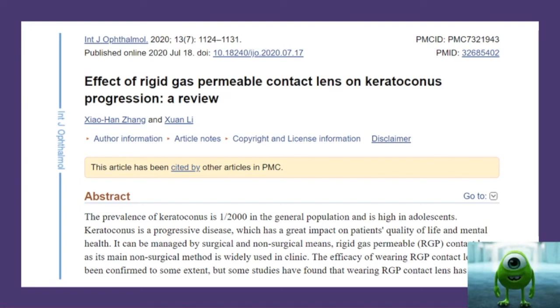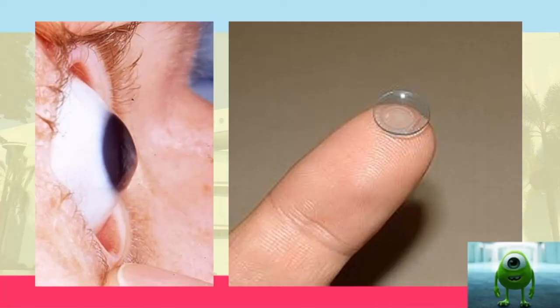Okay, so this is actually a study that would show the effect of rigid gas-permeable contact lenses on our keratoconus progression. Okay, so this study has found out that it is indeed effective. This was a study published in 2020 in the International Journal of Ophthalmology. Okay, so this is the conical cornea that is characterized in keratoconus. And this is an example again of a gas-permeable lens which is used for keratoconus.